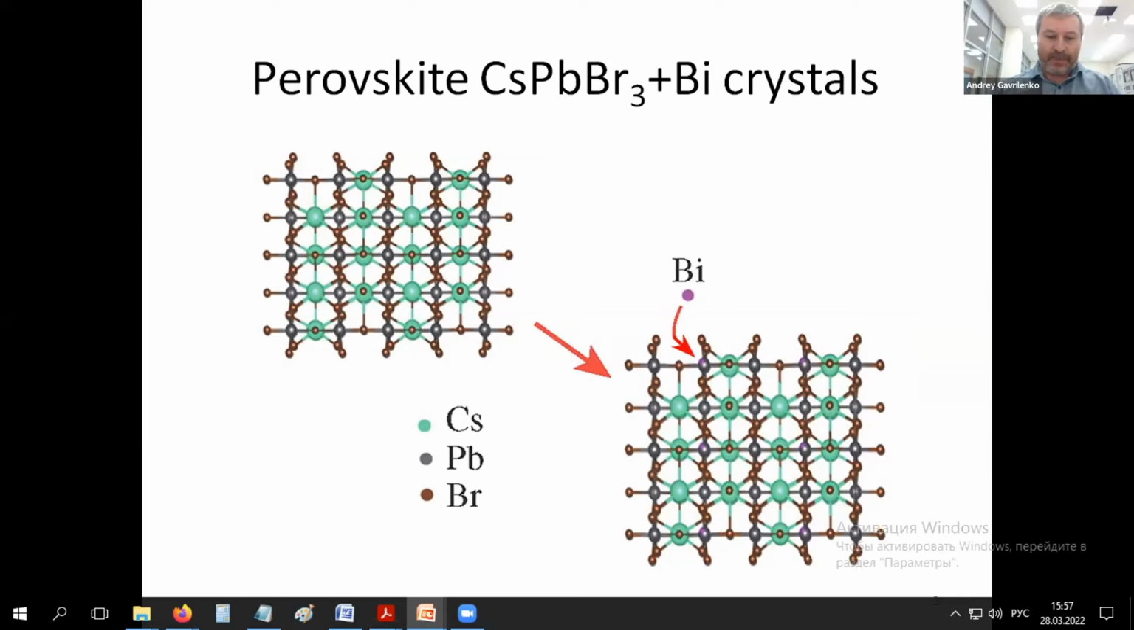Sorry to interrupt you. In turn, this change can affect both the electronic and optical behavior of the perovskite materials. In this paper, we present the results of the study of perovskite CsPbBr3 plus bismuth crystals by 133Cs NMR.